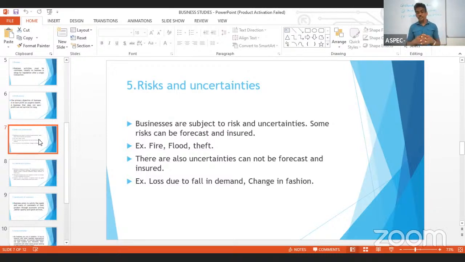Uncertainties cannot be forecast and cannot be insured, right? Loss in demand, change in customer attitudes, change in economic conditions cannot be forecast, right? Then these two conditions business has to face. Therefore, in all businesses, commonly, we can identify these two characteristics, risks and uncertainties, right?